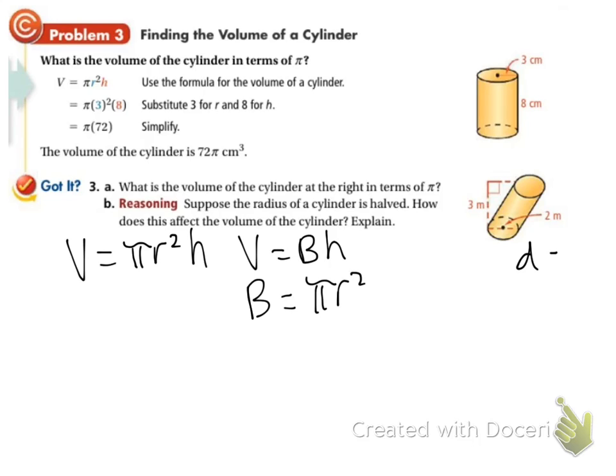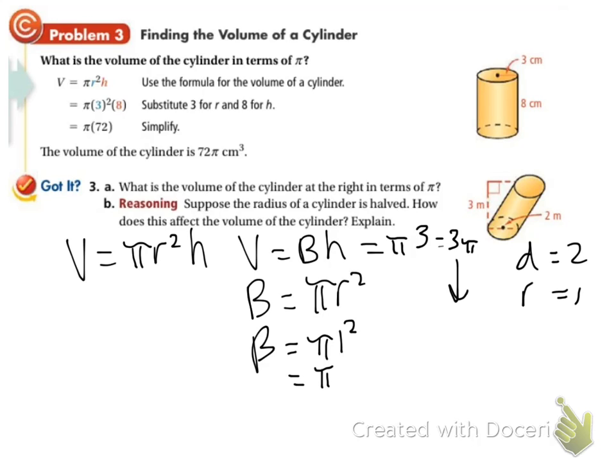So our diameter is 2, which means that our radius is 1. So B is equal to pi 1 squared, which is just pi times 1, which is pi. So up here, pi is my base. My height is 3. So I get 3 pi. But here's the deal, I need units. So 3 pi meters cubed because we're doing volume. And that would be my answer.